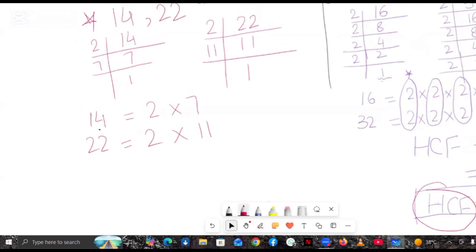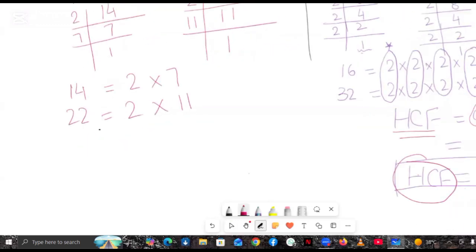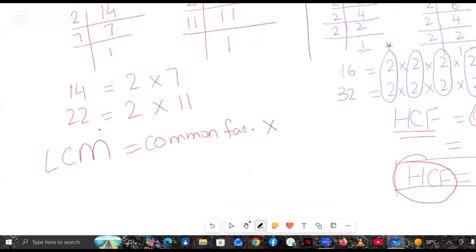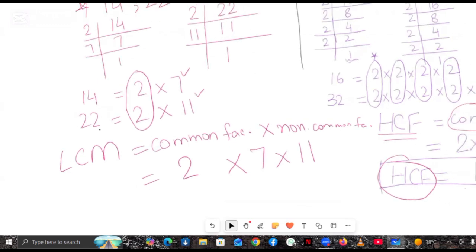Now, in HCF, you have to just write common factors. But LCM is basically the product of common factors and non-common factors. Right here, common factors multiplied by non-common factors. First of all, the common factor is just 2. Then multiply. Non-common factors are 7 and 11. So write these two also, and then multiply these numbers.